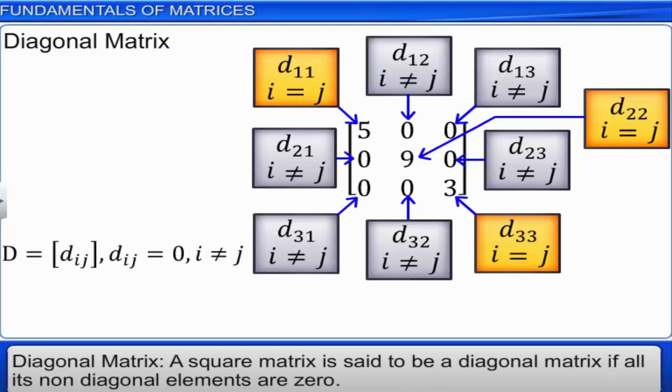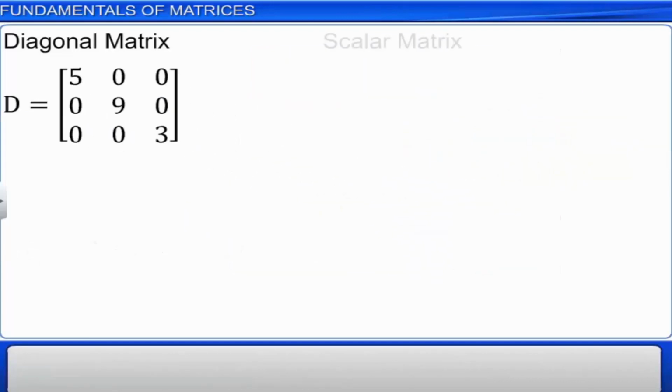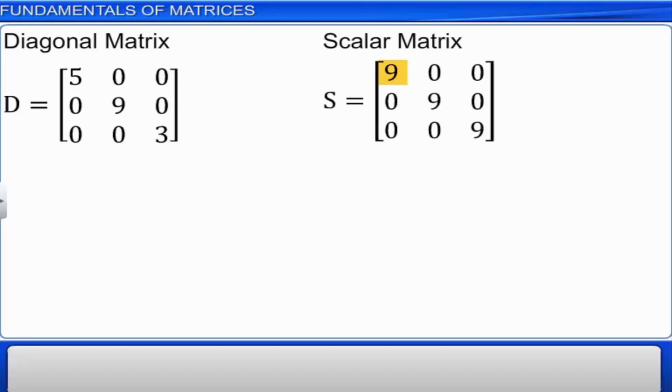A square matrix is said to be a diagonal matrix if all its non-diagonal elements are 0. For a diagonal matrix, if all elements along the diagonal are equal to each other, then the matrix is called a scalar matrix. A scalar matrix can be represented as follows.